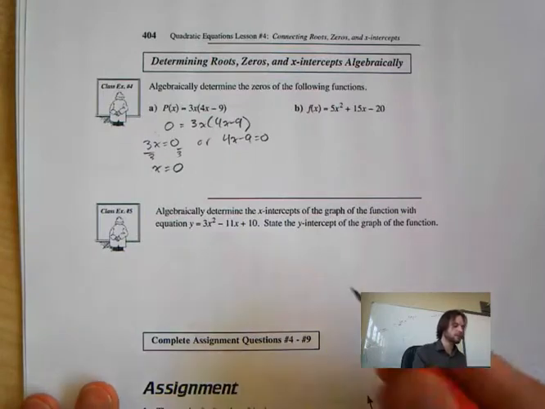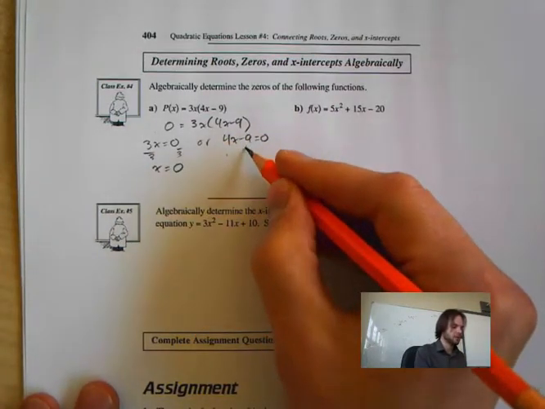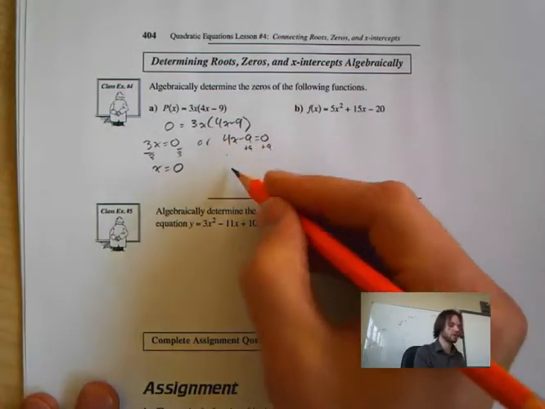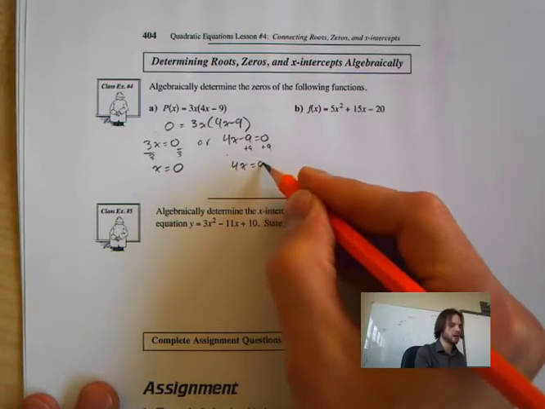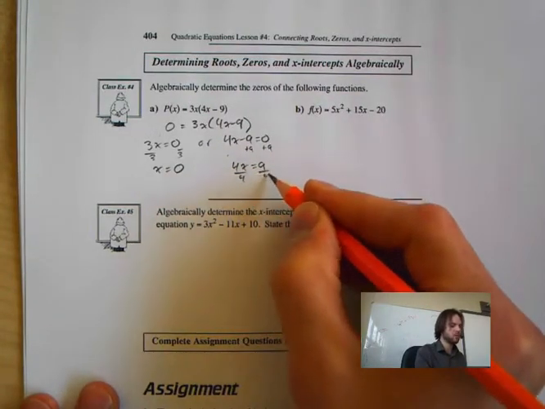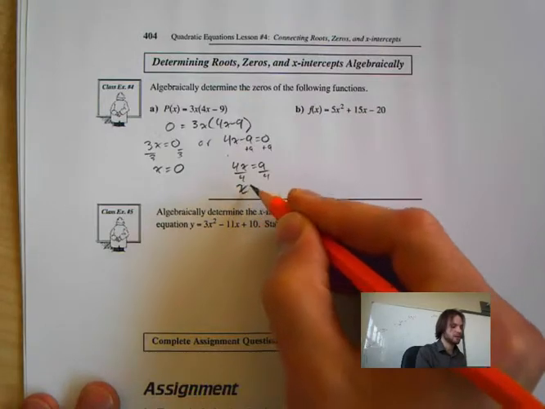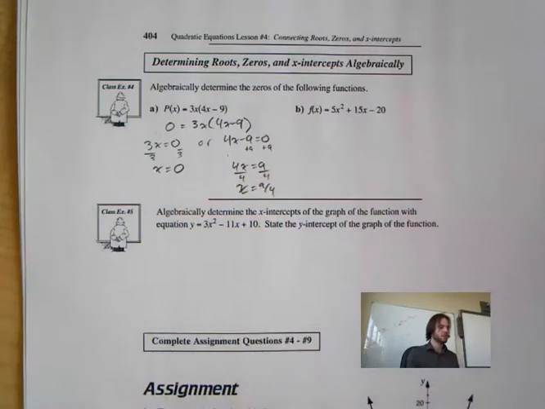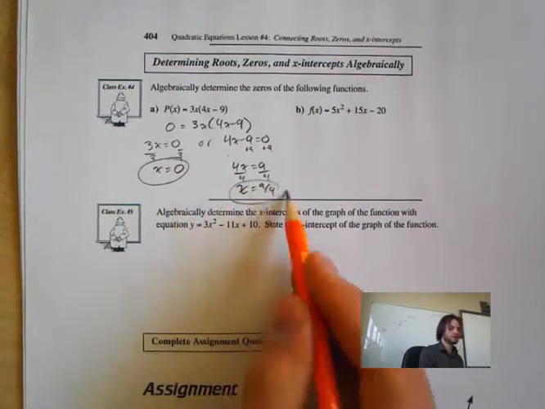And the other one, I have to plus 9 as we solve for x, so I have 4x is equal to 9. Divide by 4, divide by 4, so I get x is equal to 9 over 4. So these are my two answers.